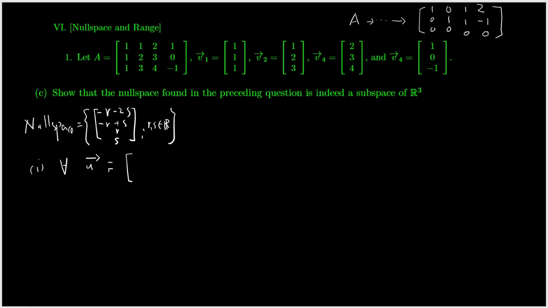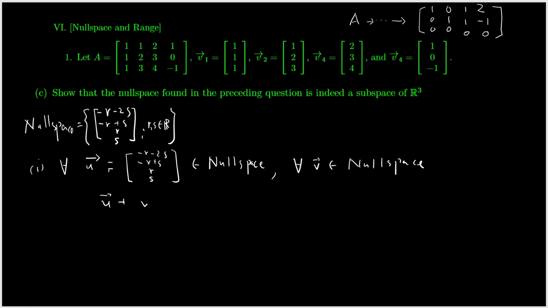In general, a null space has a form where R and S can be any number, and the first component is determined by the last two components. So maybe negative R minus 2S, and then the second component negative R plus S. You choose u in the null space. Then you choose another one, v, in the null space. And then you want to show u plus v is still in the null space.